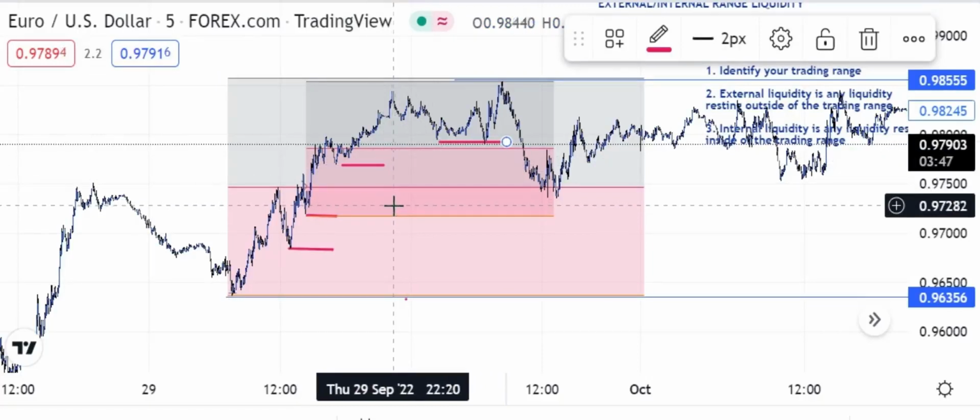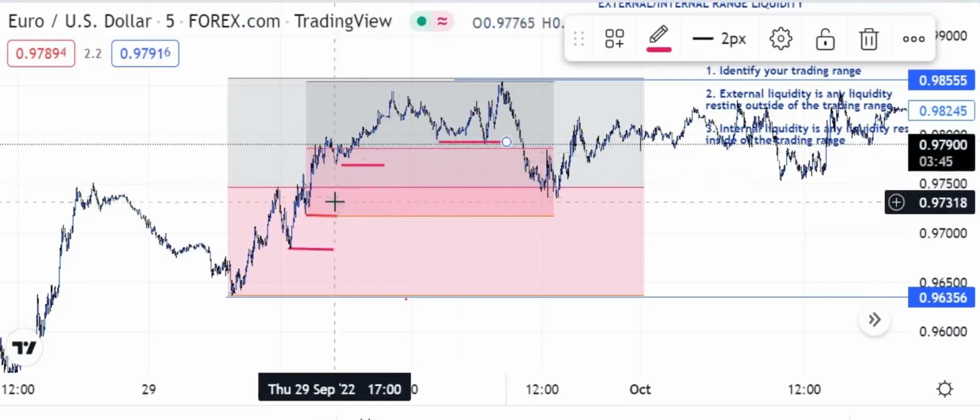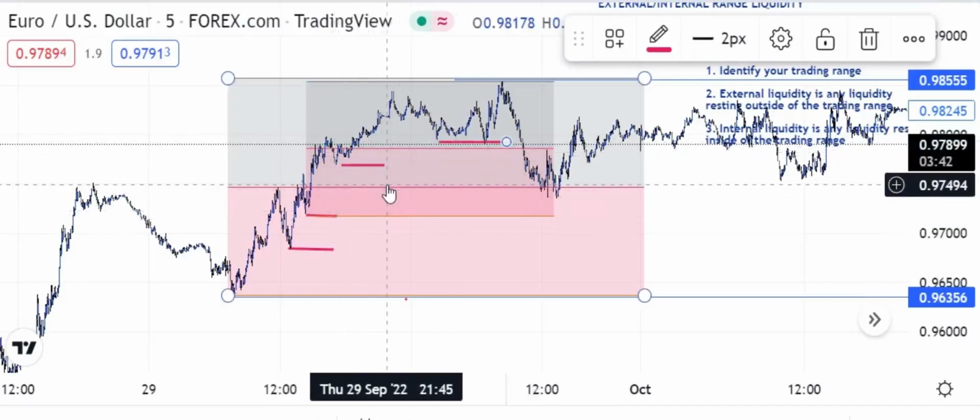So these are your internal liquidity. Now take note of this. Any OB that is sitting on internal liquidity, especially outside of your trading zone, will fail. The institutions will take it out. They will take it out.